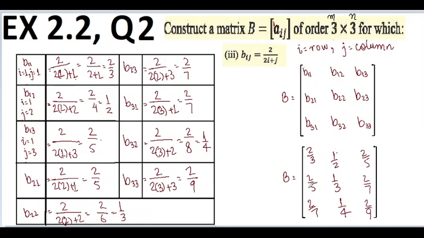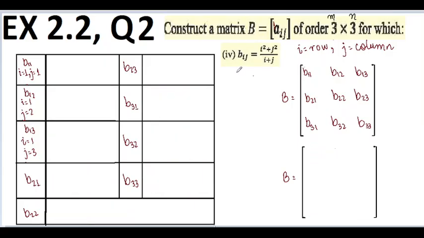Now we are going to move towards part number 4, which is Bij equals (i square plus j square) whole divided by i plus j. So now we have to put the values of i and j in this formula to find the values of all the terms of the matrix B. So first of all, the first term is B11, so the value of i is 1 and the value of j is also 1. Putting it over here we get (1 square plus 1 square) whole divided by 1 plus 1 equals 1 plus 1 by 1 plus 1 equals 2 by 2 equals 1.